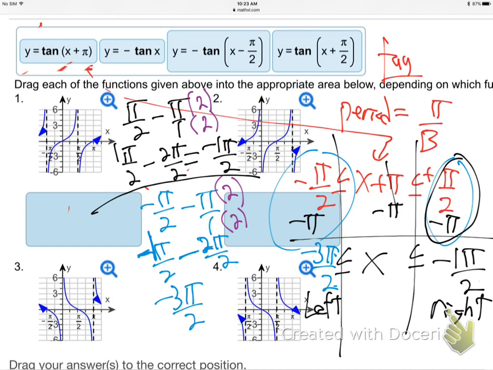So which one of these 4 graphs goes from negative 3 pi over 2 to negative pi over 2? I cannot tell. They're just kind of all a mess because they're squished in. You got to make them bigger. I'm going to go back and make them bigger. But are we all good there so far?